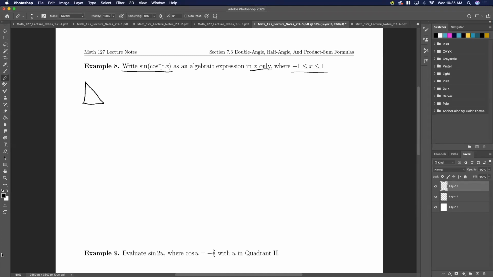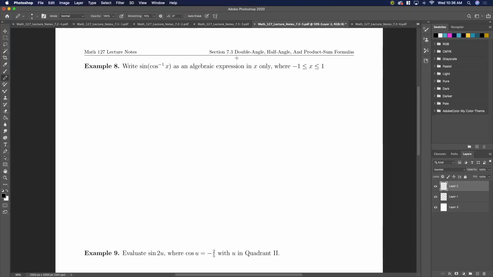Trying to think of why I did this problem. We don't know. We'll just crunch through it. So here, cosine of x. So here we'll have x. Hold on, what am I doing here? Hold on. Let's do this correctly.